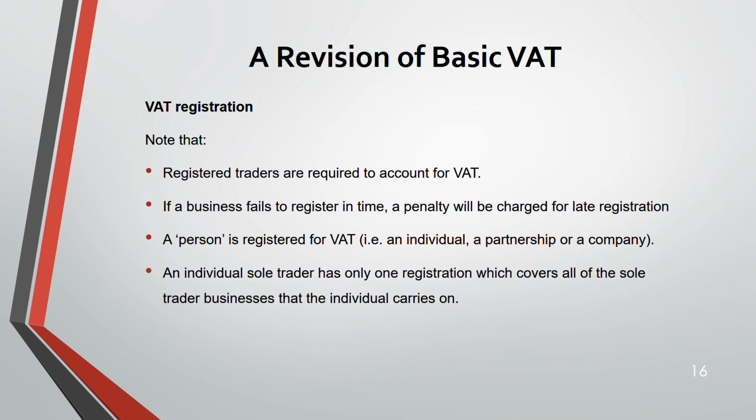An individual sole trader has only one registration which covers all of the sole trader business that he carries on. He might be having 5-6 businesses, one sole trader. All those 5-6 businesses will be covered under one registration. He does not have to register for all the 6 businesses separately. Only one registration covers his entire businesses.